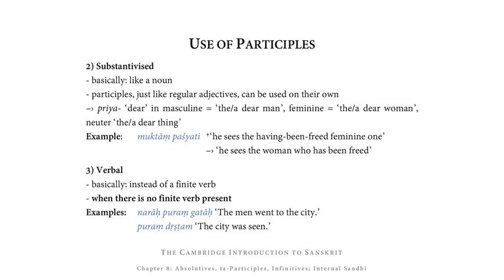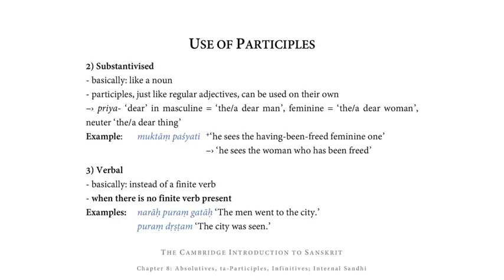Exactly the same with participles. Muktam pashyati. Pashyati means he, she, it sees, so let's just translate it as he sees here. Muktam is the feminine accusative singular of mukta, means having been freed. And we don't translate this literally as he sees the having been freed feminine one, but instead the translation is he sees the freed woman, or even better, he sees the woman who has been freed.